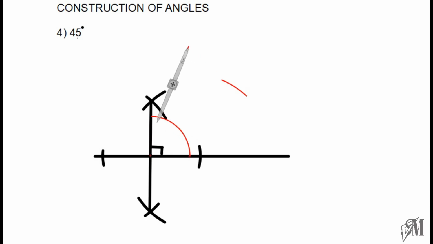Without changing the length, you move your compass to the next point where the arc touches the arm of the angle, and then without changing the length, remember you can't change the length, cut the previous arc you drew like this. So finally what we do is we join the vertex of the angle of 90 degrees and the point of intersection of the two arcs you have drawn like this. So here we have bisected the angle of 90 degrees to get an angle of 45 degrees. So you can mark it like this.